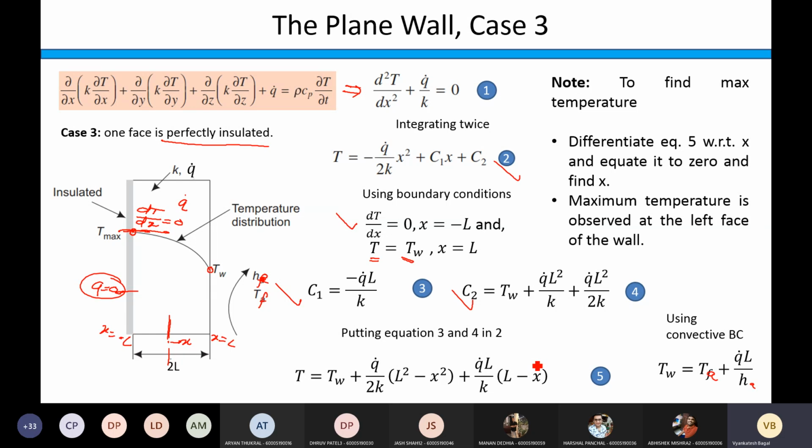The three cases are: same temperature on both faces, different temperatures on both faces, and one face insulated. In a cylindrical system, you can have the inner face insulated or the outer face insulated. Depending on which face is insulated, your analysis will change because your boundary conditions will change, correct? A similar exercise can be done for the hollow sphere also. All that I leave it to you to explore further.